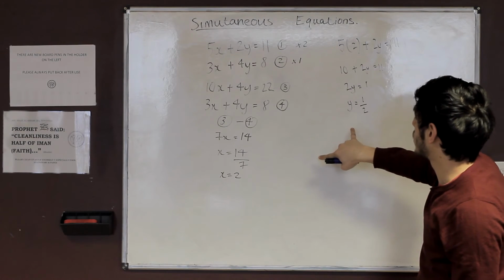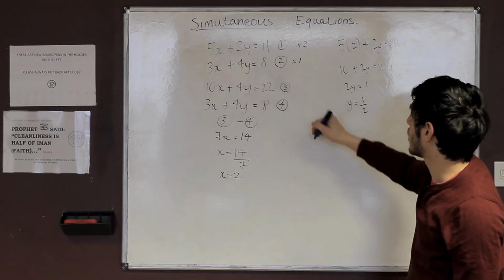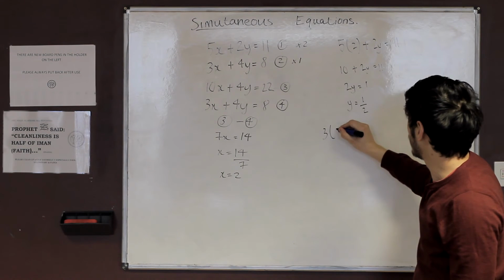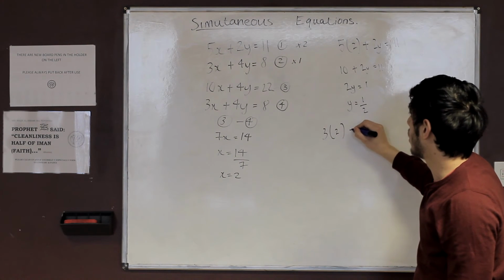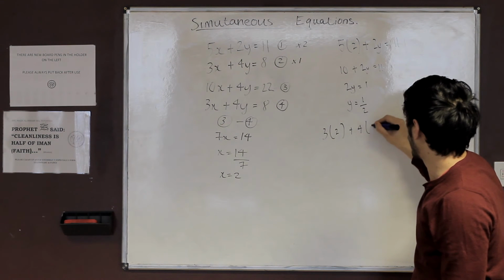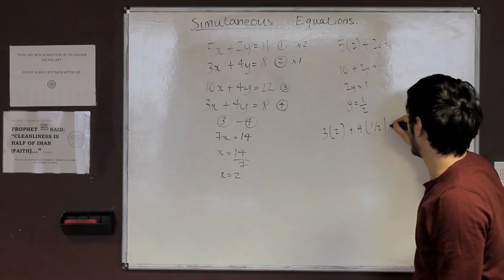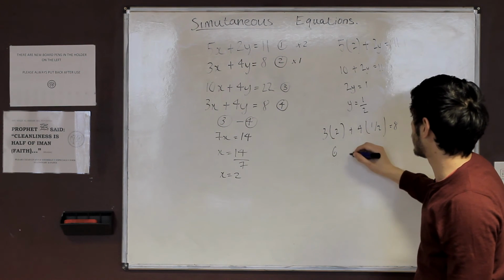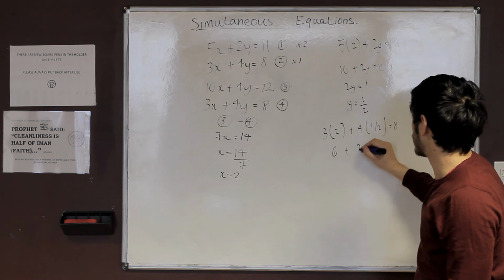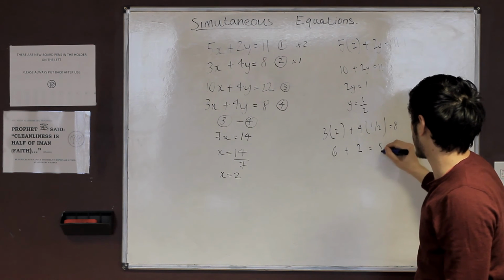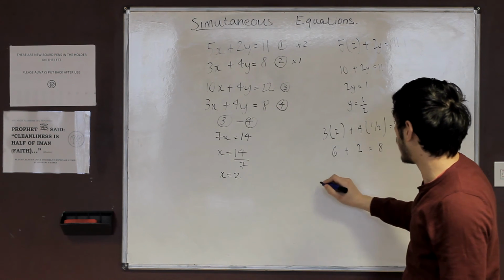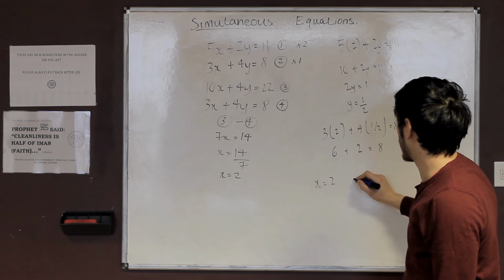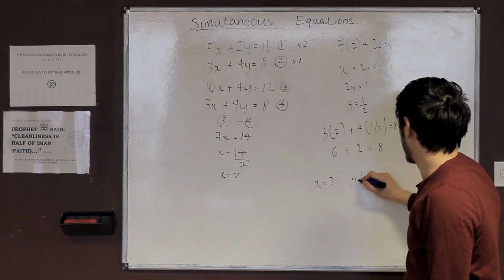To double check, we put both these values into the second equation, so that'll be 3 times 2, add 4 times a half, equals 8. 3 times 2 is 6, add 4 times a half is 2, which equals 8. So our value for x is 2, and our value for y is a half.